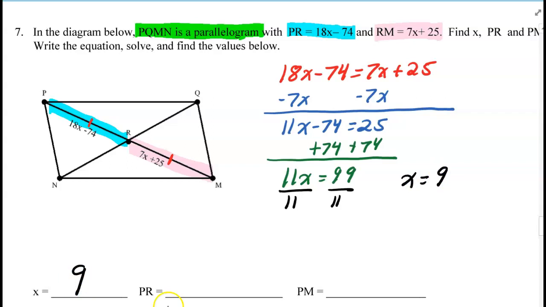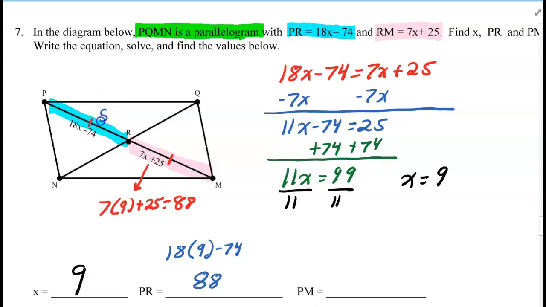Now that I know x is equal to 9, to find PR, I'm going to plug 9 into 18x minus 74. Doing that, I will get 88 on my calculator. To check it, I'm actually going to find RM here, so 7 times 9 plus 25. Doing that math, I also get 88. So I know the blue segment is 88. I knew the red segment is 88.